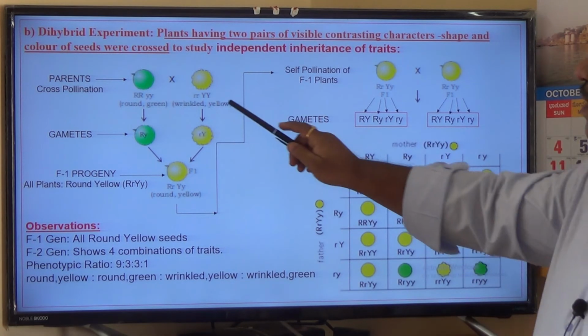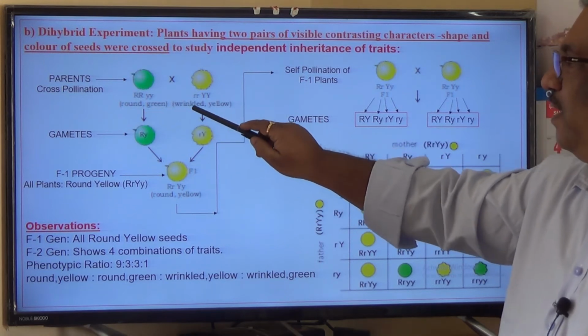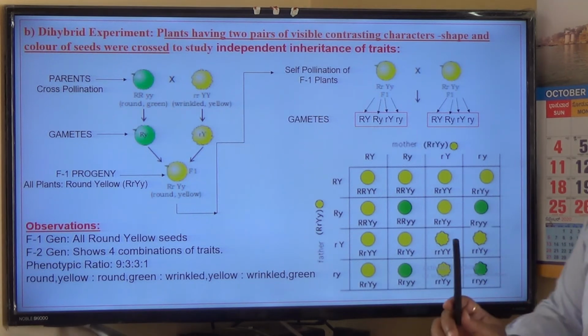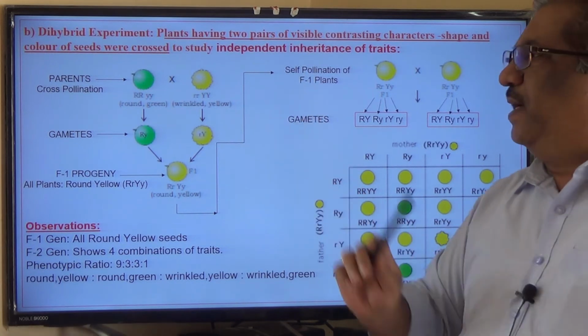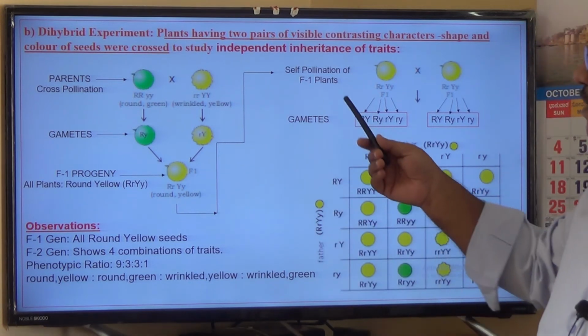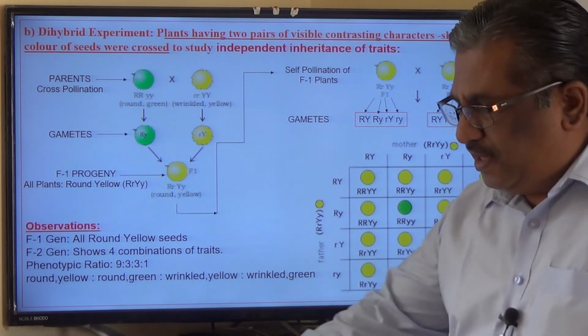So of course, all these traits, individual traits like roundness, greenness, wrinkledness and yellowness got independently inherited in F2 generation plants. So dihybrid experiment is to demonstrate the independent inheritance of the individual traits. I hope you have understood both these experiments. Let us see what is next.